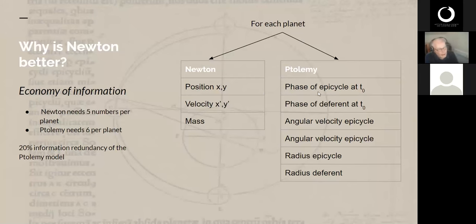If you take Ptolemy's theory, you need to have the phases of 2 cycles, the epicycle and deferent. You need the angular velocities of the epicycle and deferent. That's a misprint, it should say deferent there. And you need 2 radiuses. So there is an information economy in Newtonian as opposed to Ptolemaic physics. It's not a big information economy, but it's real and it is a simpler model.